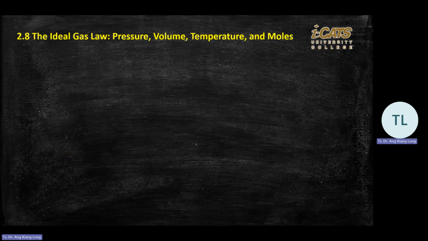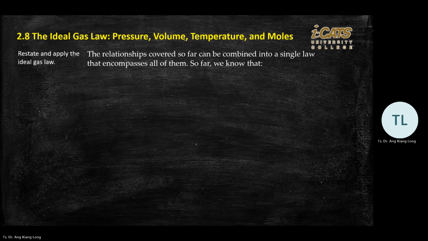Now we go into the last gas law. We will combine what we learned so far. It's called the ideal gas law. We link pressure, volume, temperature, and moles together. Just now we learned P, V, and T. Now we have one more, N, the number of moles. We want to link these 4 parameters together using the ideal gas law.